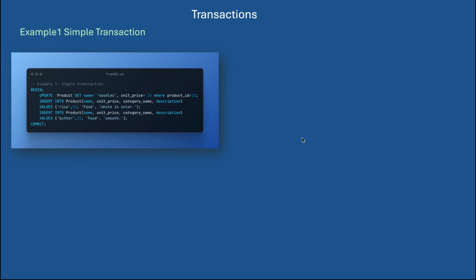Now, in terms of the example, let's look at a basic example first. We start with the begin and end with the commit statement. When you do the commit, it actually performs the operations. Between the begin and commit statements, we are trying to update the product and also insert two values into the product. We update the product, set the name to noodles and unit price to 25, where the product ID in this case is 13, but you can also use other values. We also insert a new value into the product with the name rice, unit price of 10, category of food, and description white in color, and also insert another value of butter. So this is a simple transaction example.